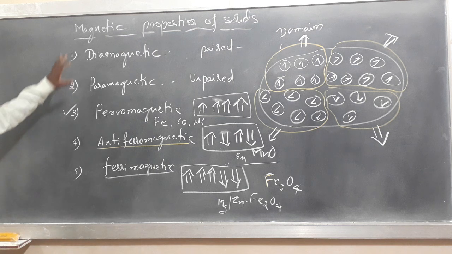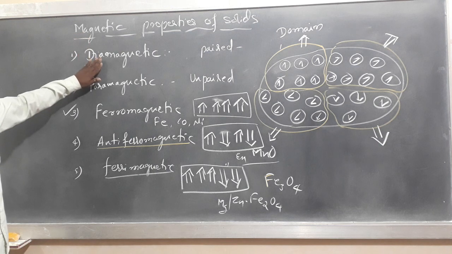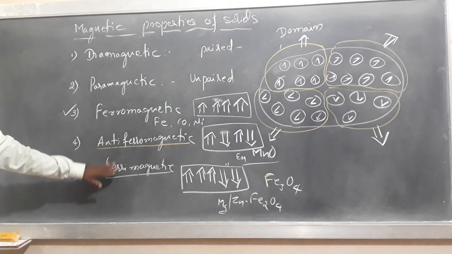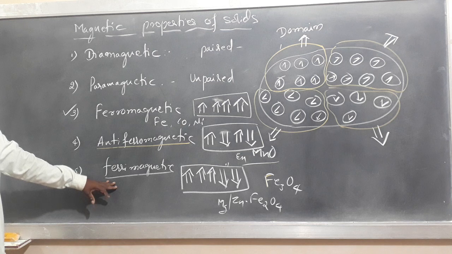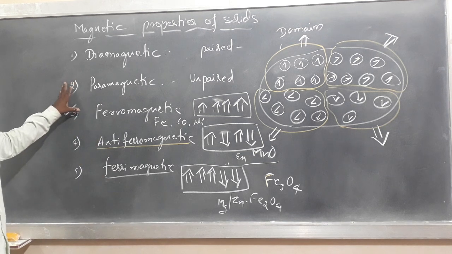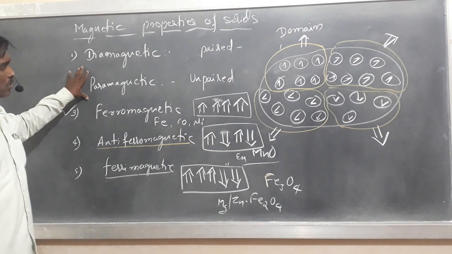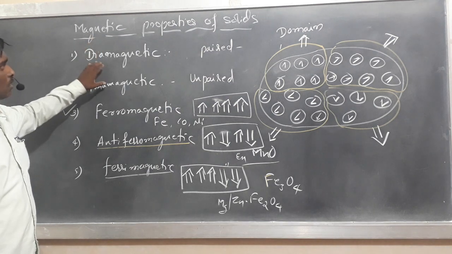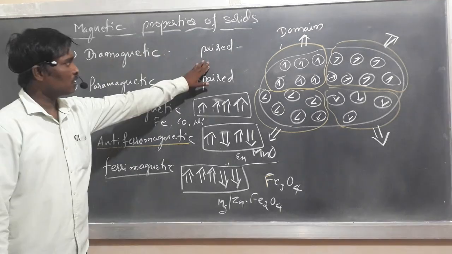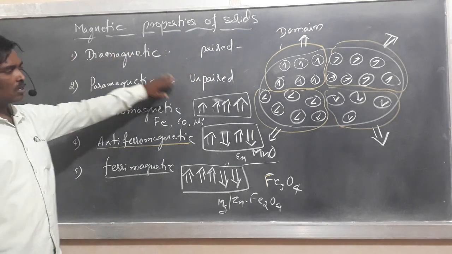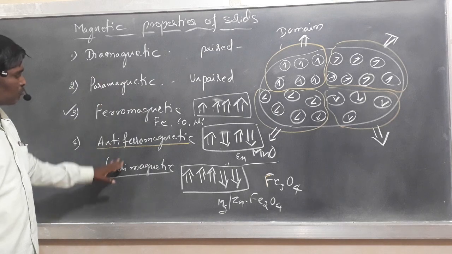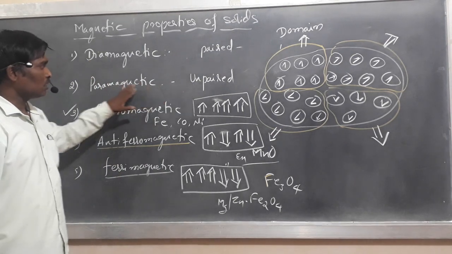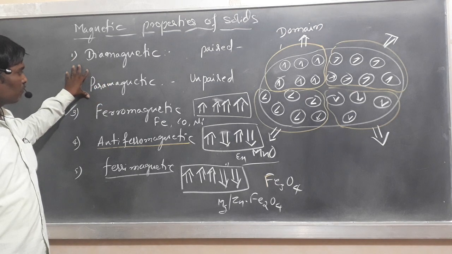Let me once again recall. There are four types: diamagnetic, paramagnetic, ferromagnetic, antiferromagnetic, and ferrimagnetic. The substance which contains unpaired electrons is attracted by the magnetic field. The substance which contains paired electrons is repelled by the magnetic field. Paired electrons are present in diamagnetic substances, and unpaired electrons are present in all the other types. A paramagnetic substance contains unpaired electrons and is attracted by the magnetic field.